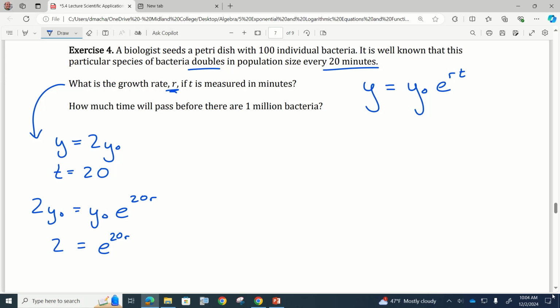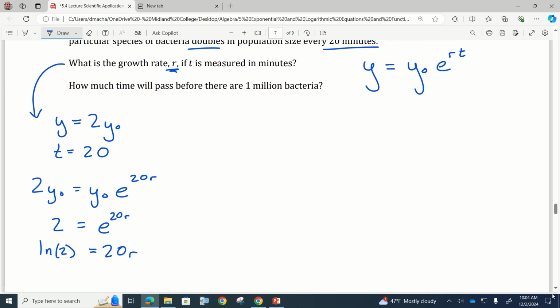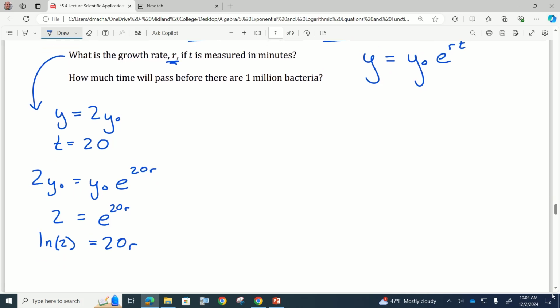Yeah, I want to get rid of an exponent base e, so I have to use the logarithm base e. And the logarithm base e is the natural logarithm. So I write ln of 2 equals 20r. And that means r is natural log of 2 divided by 20, which is 0.03?